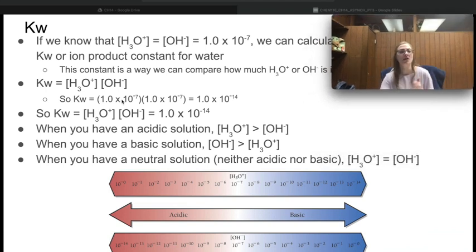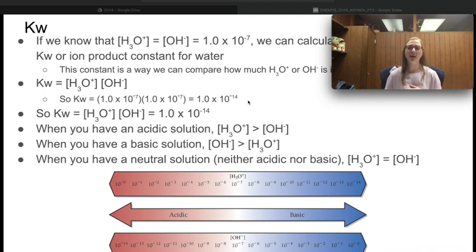To calculate Kw, or that ion product constant for water, we just multiply the concentration of H3O+ times the concentration of OH- to get that value. We know that the concentration of each of those in water is 1.0 times 10 to the minus 7. If I multiply those two together, I get 1.0 times 10 to the minus 14. So in water, we would expect Kw to equal the concentration of H3O+ times the concentration of OH-, and that is, in the end, 1.0 times 10 to the minus 14.